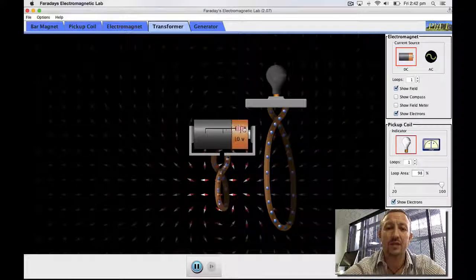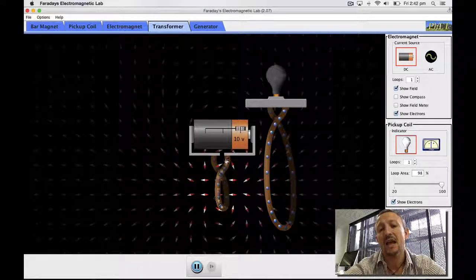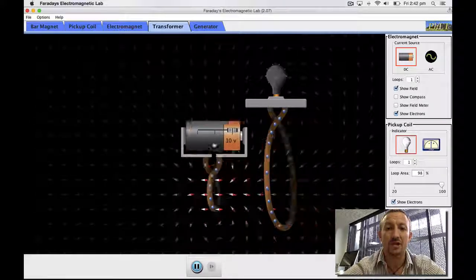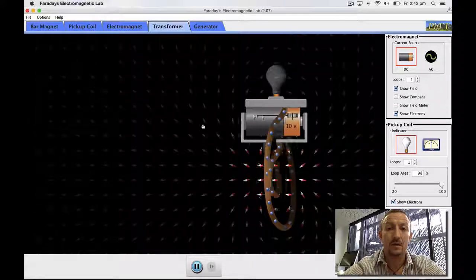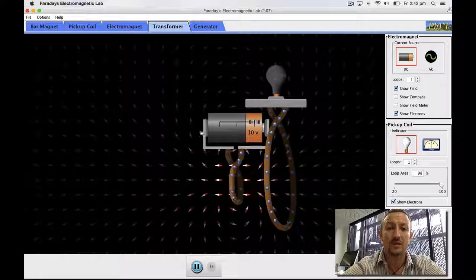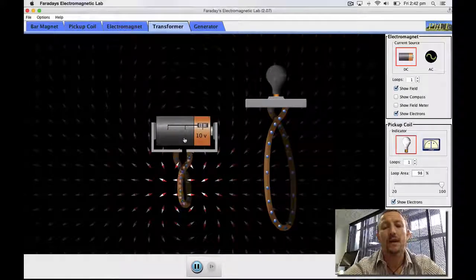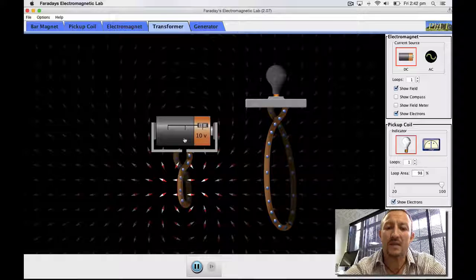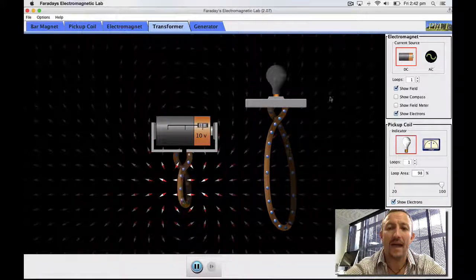Okay, let's push it up to 10 volts. You can see at a stationary position there is no change in flux, so nothing happens up here with the light bulb. I can now move it in and out and change the flux. The faster I move it, you can see the more EMF which is going to be generated. Okay, so we see that DC doesn't work particularly well because we're getting no change in flux. But what we can do is now add AC.